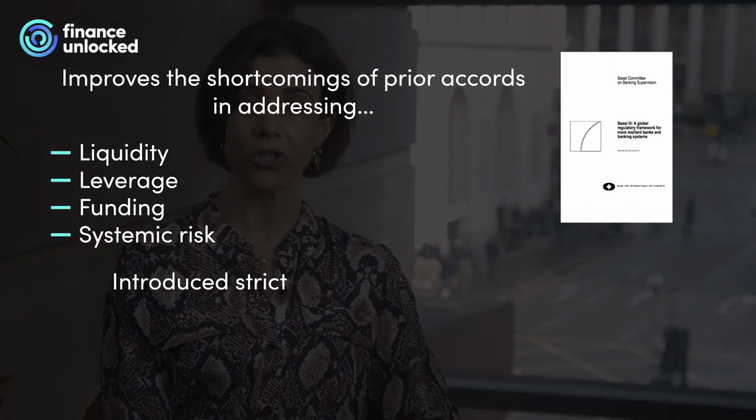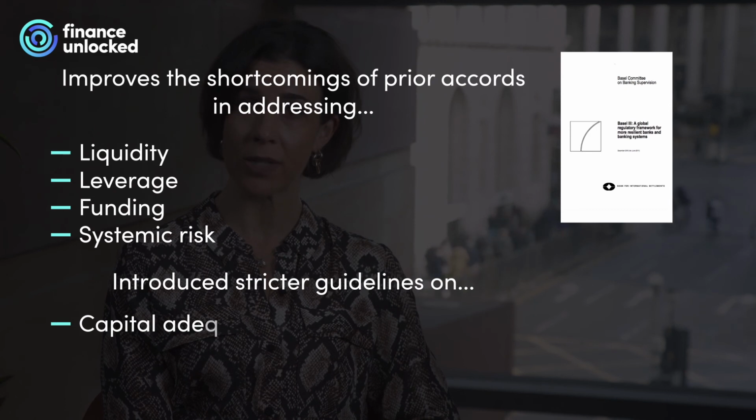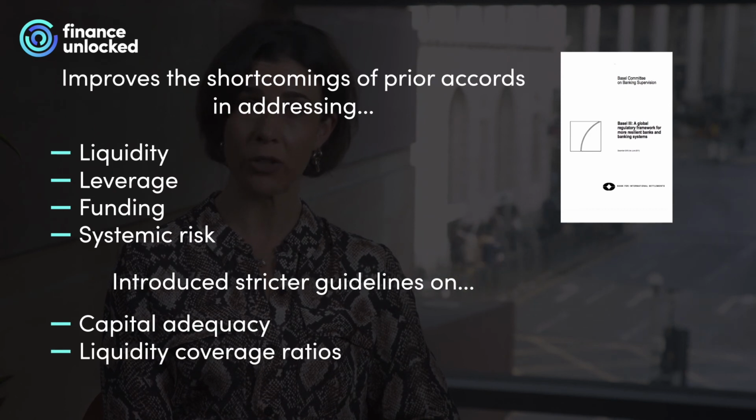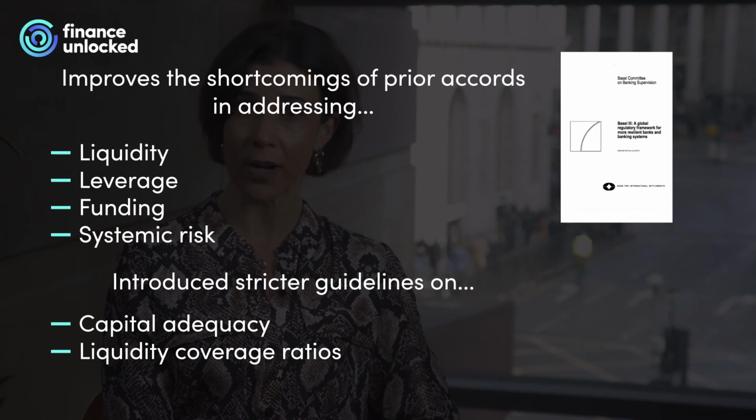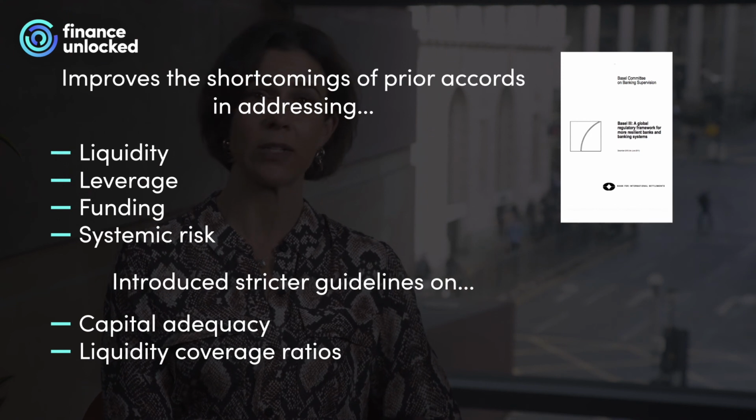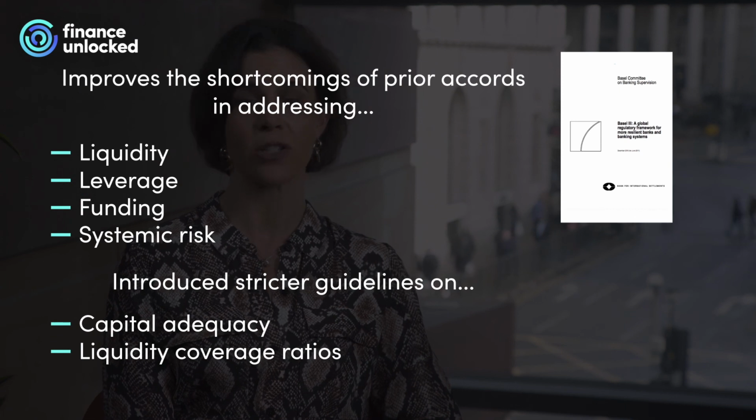It introduced stricter guidelines on capital adequacy, liquidity coverage ratios to ensure sufficient liquid assets to cover a short-term funding crisis, and overall leverage, calculated by dividing common equity Tier 1 and additional Tier 1 by total assets, not just risk assets.